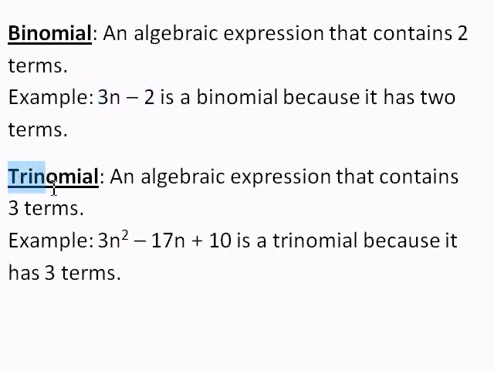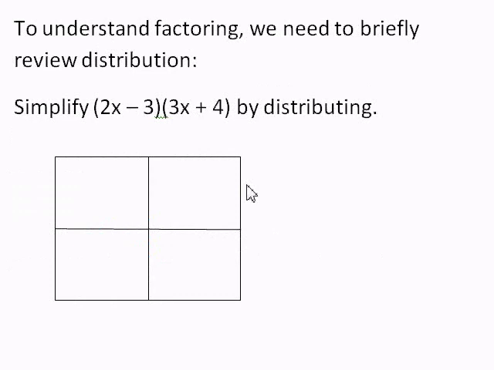A trinomial is an algebraic expression that contains three terms. And again, the word tri lets us know that there are three of them. So for example, 3n squared, negative 17n, and 10 is a trinomial because it has three terms. Now, to understand factoring, we need to first briefly review distribution.